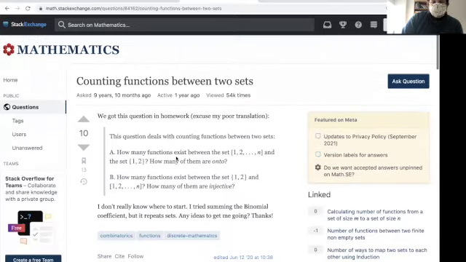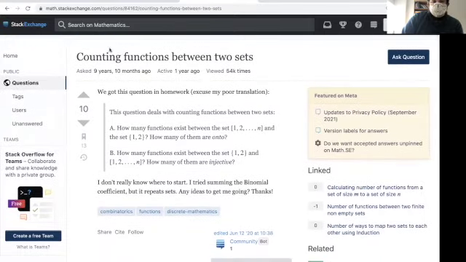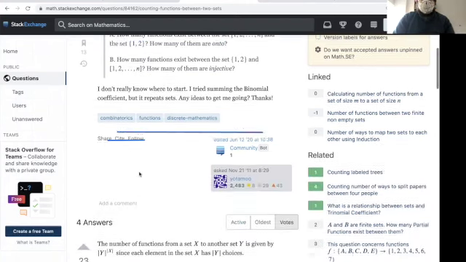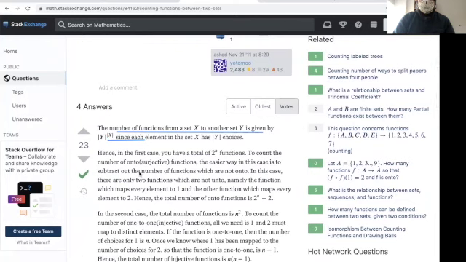On Stack Exchange, I can say, how many functions exist between the set 1, 2, ... up to n, and the set {1, 2}? And that's going to work awesome. The answer that I get to this question is the number of functions from a set X to another set Y is given by Y raised to the X, since each element in the set has |Y| choices.